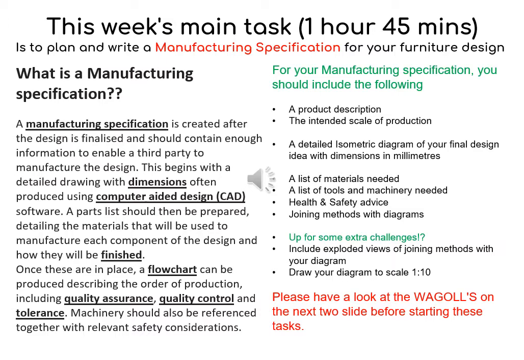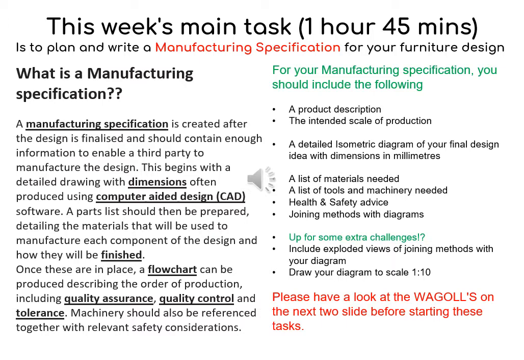Then you need a parts list, which you need to prepare, including details of materials that you're going to need to manufacture the product, and also how your product will be finished. So whether it would be waxed or varnished or all of those different considerations, you need to say exactly what the finish would be.